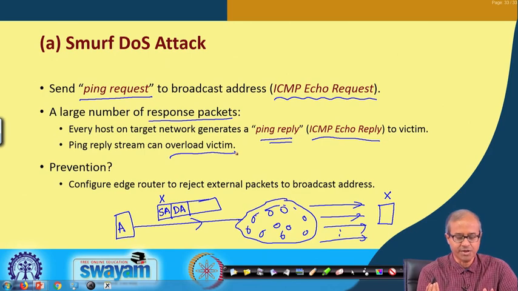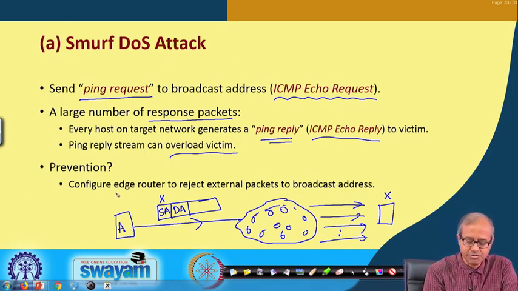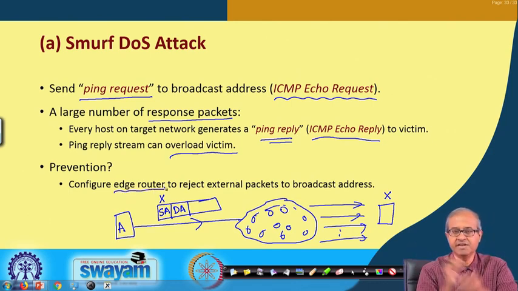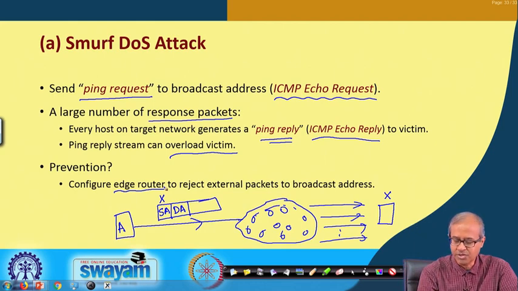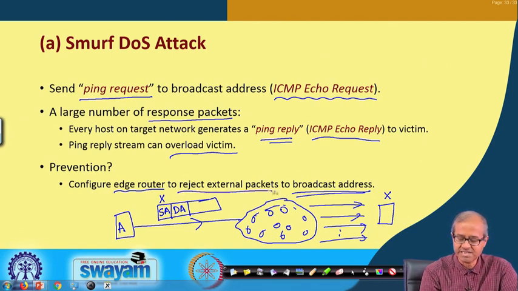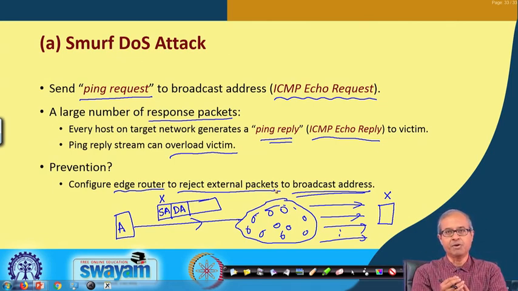Now, how can you protect against this kind of attack? Well, one simple way is to configure the edge router in every network to reject external packets which have a broadcast address as the destination, because that is possibly an attempt to mount this kind of attack. If you can stop such packets, then this kind of attack will not be easy to mount.